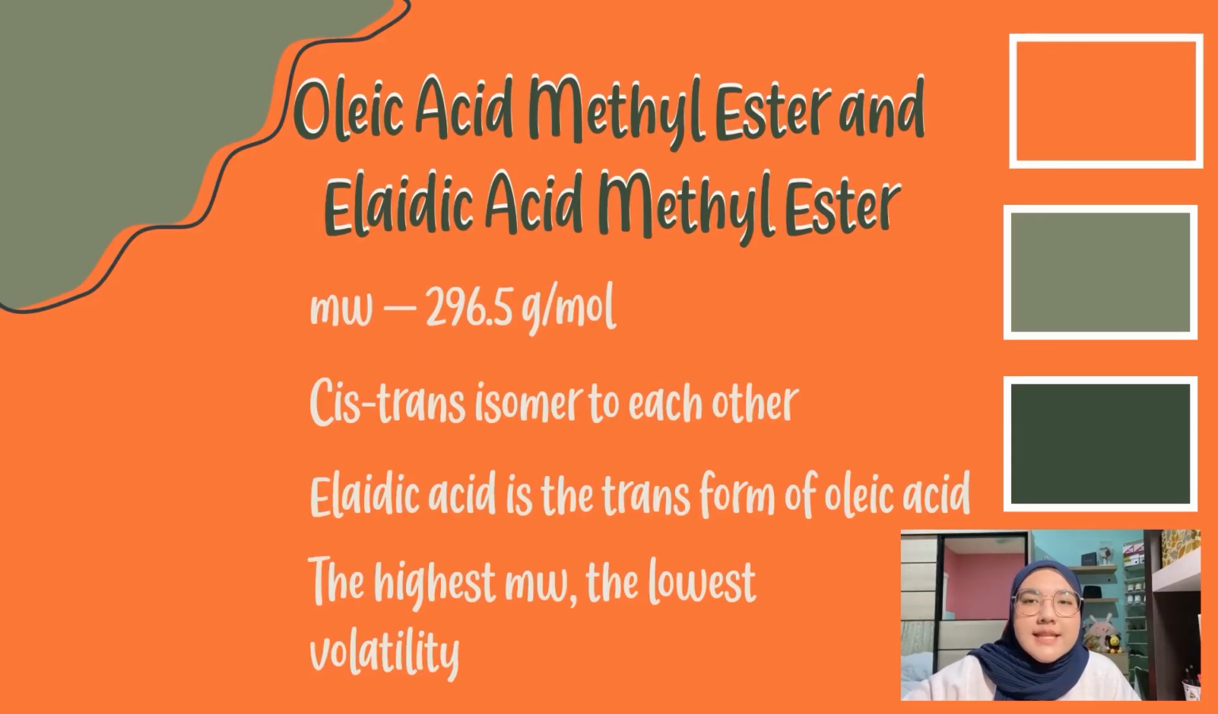Next, oleic acid methyl ester and allylic acid methyl ester share the same molecular weight value of 296.5 gram per mole. They share the same molecular weight value as they are cis-trans isomer to each other. Allylic acid is the trans form of oleic acid. Based on the highest molecular weight value, this cis-trans isomer's volatility is the lowest.